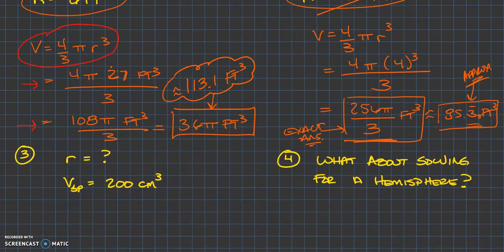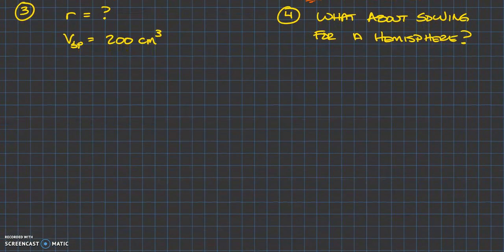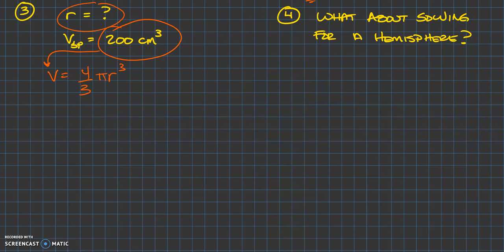I believe we've got one more problem here, 2 more. And so again, I would encourage you to pause the video and go ahead and work through these. So now in number 3, we know we have volume of a sphere. Good to go ahead and write the formula down. Make sure we have it written down correctly. But you'll notice I give you a volume and I'm looking for the radius.